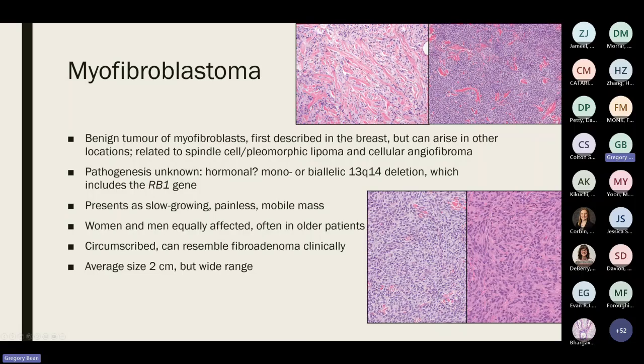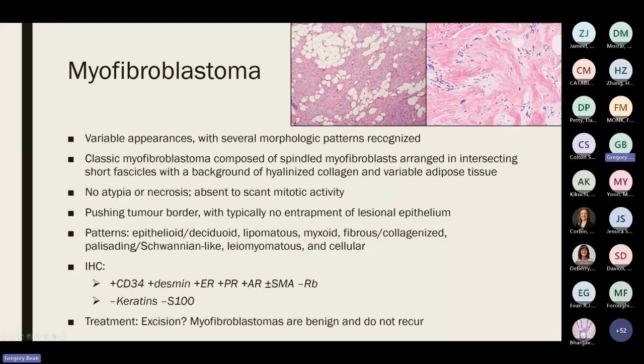There will be a couple of pictures of myofibroblastoma because they have a variety of different patterns that have been recognized. The classic form is composed of spindled myofibroblasts arranged in intersecting short fascicles with a background of hyalinized collagen and variable adipose tissue. There really shouldn't be any atypia or necrosis, basically absent mitotic activity.